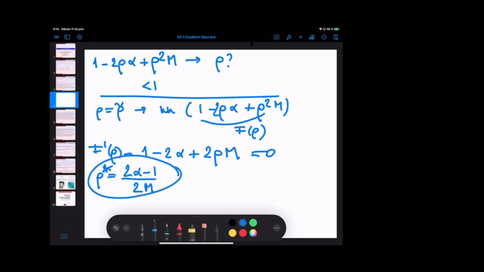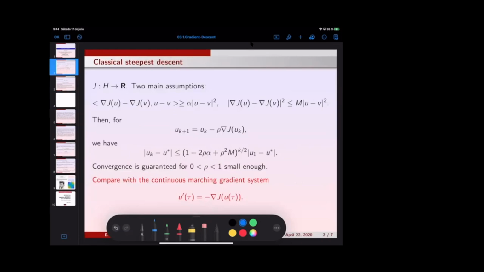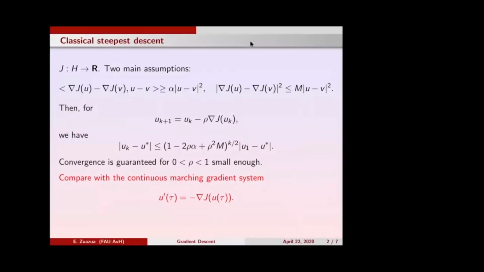So this is a computation that you can complete without any difficulty. You can not only guarantee that this is less than 1, but you can really say what is the optimal rho for which the minimum of this is achieved. And this will give you, in the limit, an exponentially converging sequence to the minimum u star.